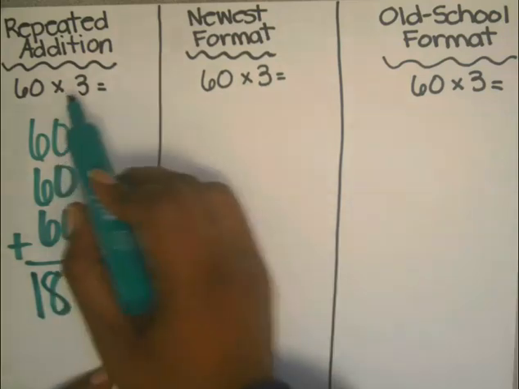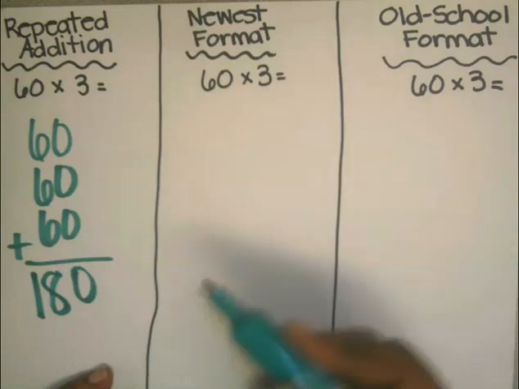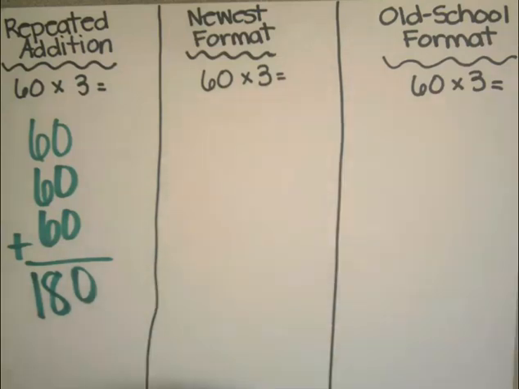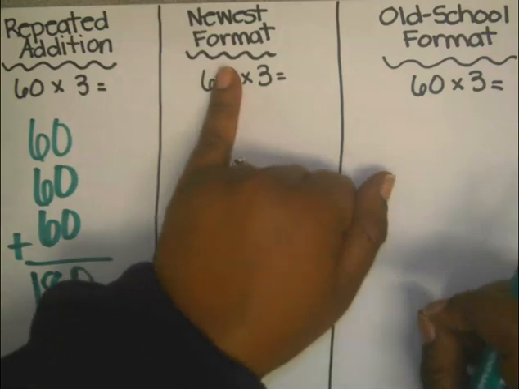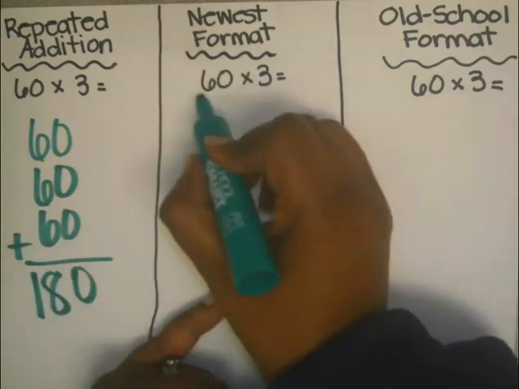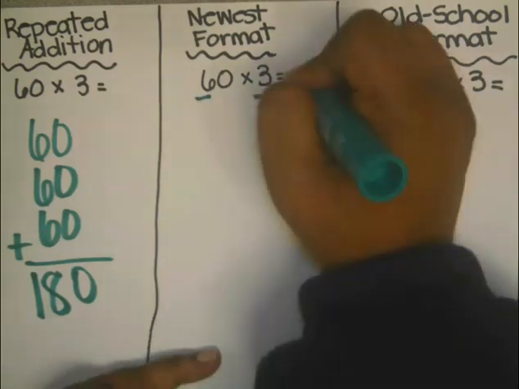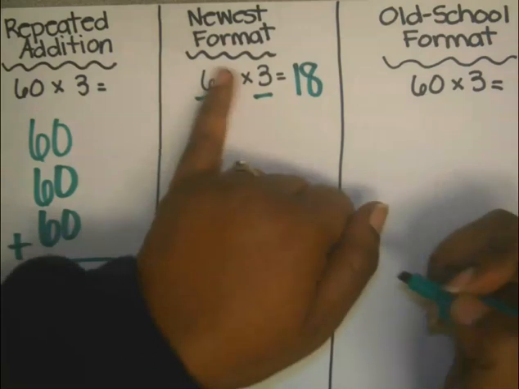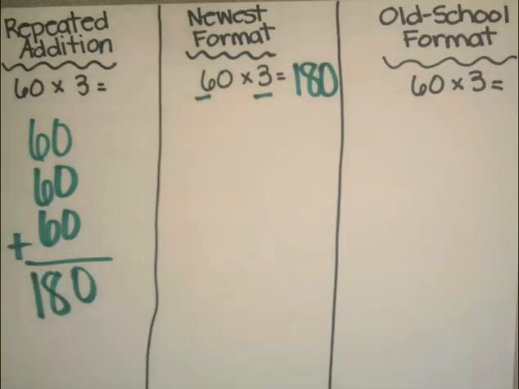The second way of solving this problem is the newest format. You have the same problem, 60 times 3, it equals 180. I like to tell the students, the 0 is not important right now, so cover up that 0, which leaves you the 6 times 3. 6 times 3 is 18. That 0 that you had covered up, just transfer it over.